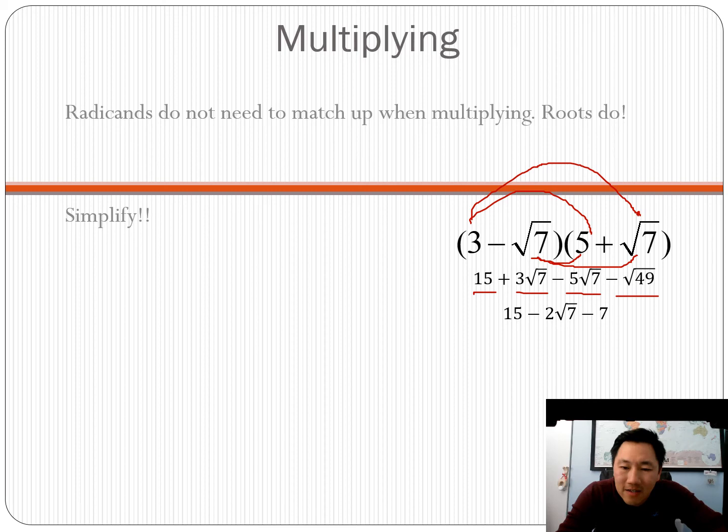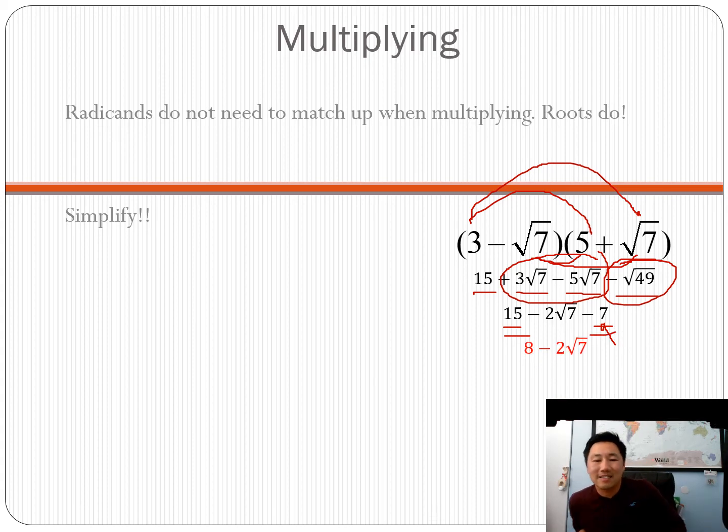Simplifying it. These two you can combine. A 3 radical 7 minus a 5 radical 7 is a negative 2 radical 7. And then this one, radical 49 is just 7. And then to get the final answer, you just combine these two, the 15 and the minus 7. Final answer is 8 minus 2 radical 7. Let's do another one.